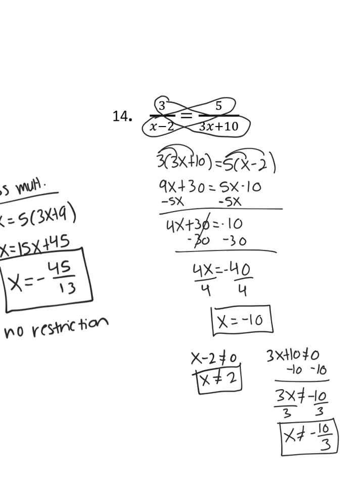So neither of those domain restrictions apply to our solution. Our solution is negative 10. Neither of those numbers are negative 10. So negative 10 is a valid solution here.